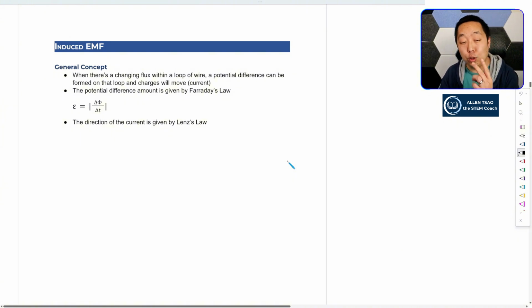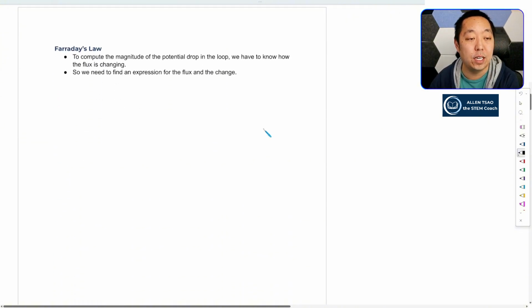Okay, and there's two ways we describe this. We first look at the potential difference that is formed, like the voltage across that loop, which is given by the rate of change of that flux. And then the second part is the direction of the current, which is given by Lenz's law. So we're going to talk about these two different laws. One tells you the actual amount of the voltage, so you can calculate the magnitude of the current, and Lenz's law tells you the direction that current is going to flow based on how the flux is changing. Okay, so let's talk about Faraday's law.